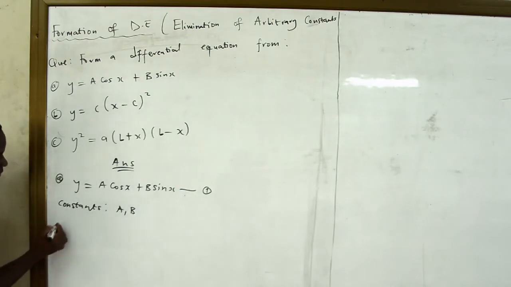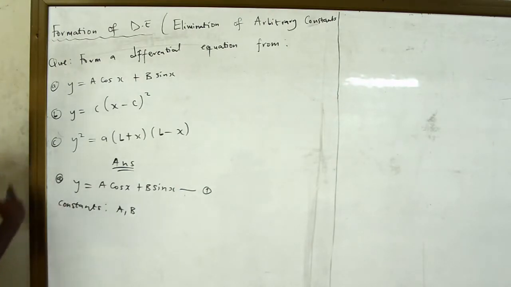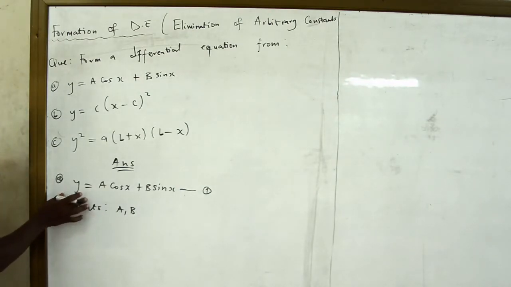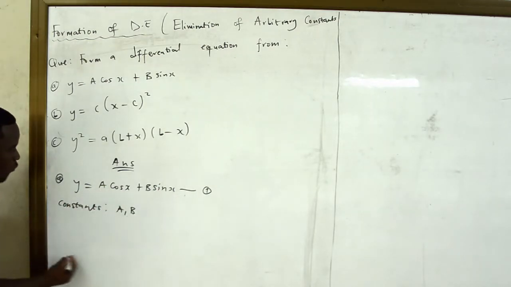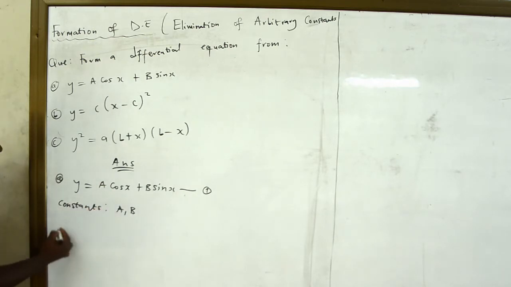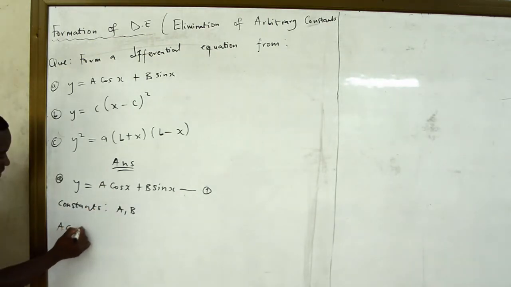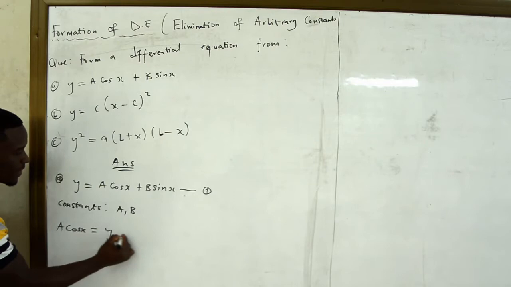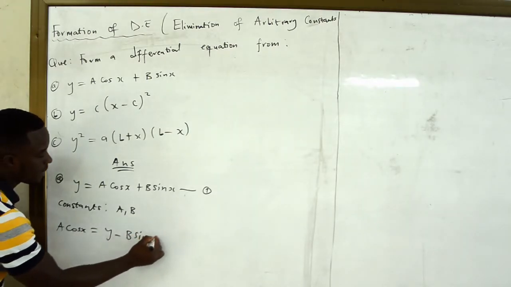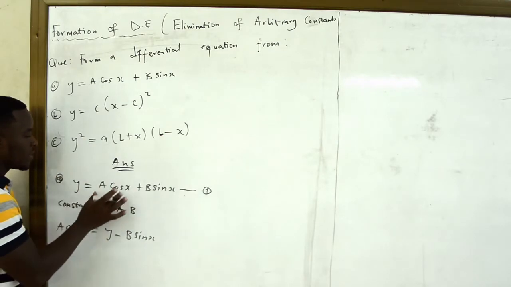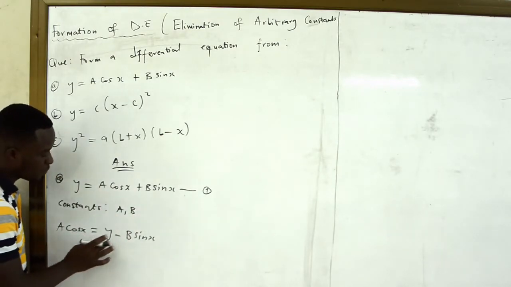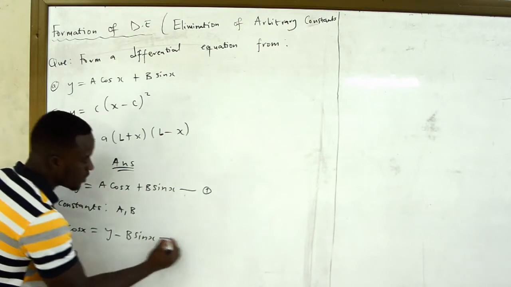Before we differentiate this function, I'll try to make either a cos x the subject or b sin x the subject. So I'll make a cos x the subject. Then I'll get a cos x is equal to y minus b sin x, meaning I have to send b sin x to this side, leaving a cos x. I will name this one star.